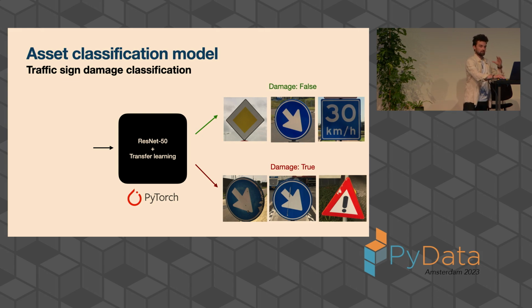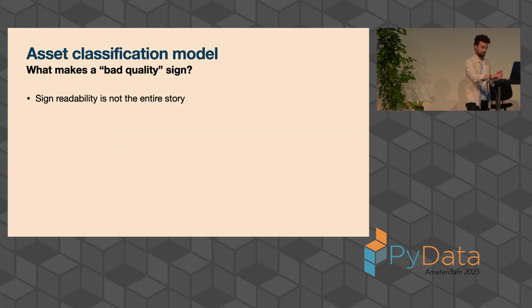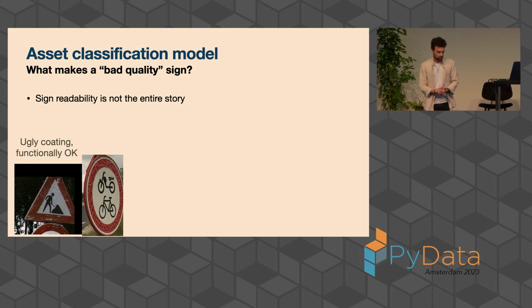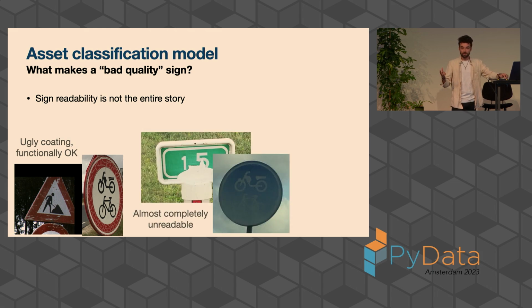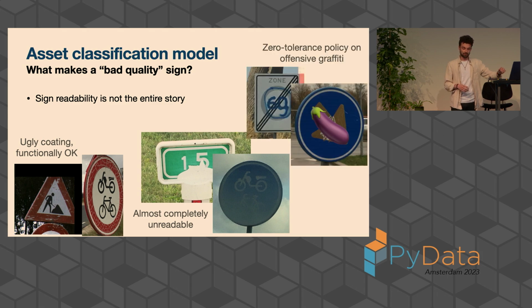So there's a bit more to it, but in essence, this is what we're doing. And to show you what makes a bad quality, I have some examples. Here we see some traffic signs that have quite an ugly coating, I would say, but they're still functionally okay. Here we see ones that are almost unreadable, so these need to be replaced as soon as possible.